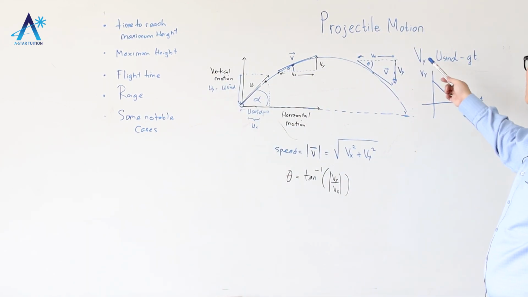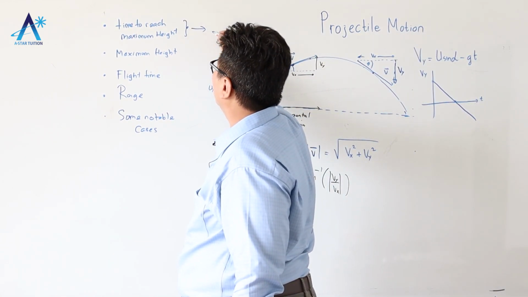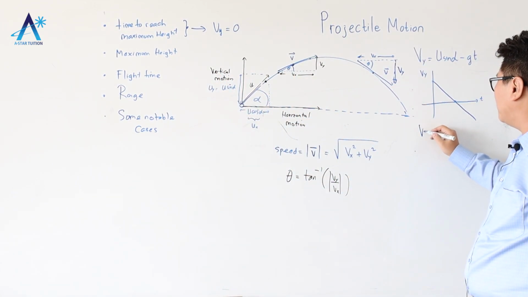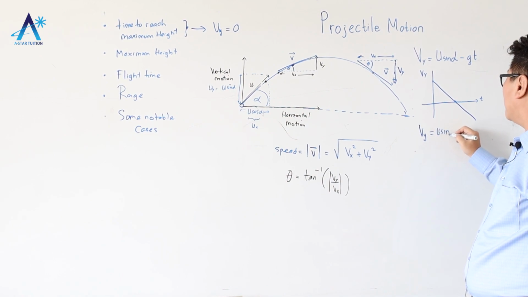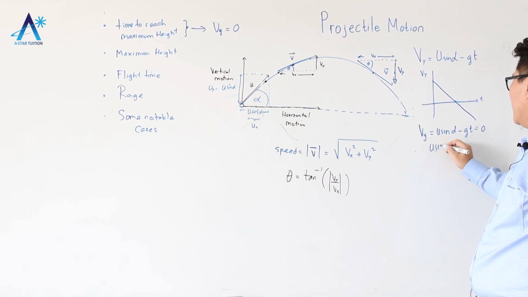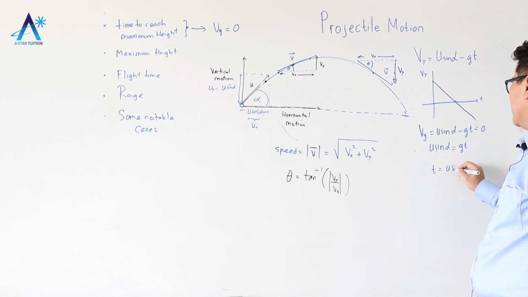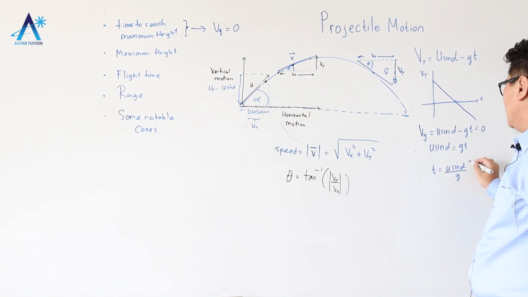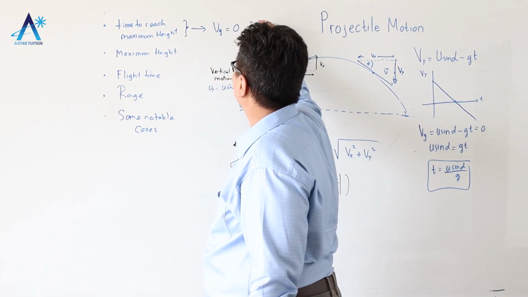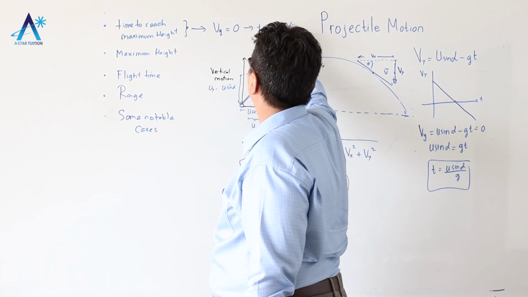So in order to find the time to reach maximum height, we only need to find the time when Vy is 0. So the condition for this is Vy equal to 0. Now we can find the time using this formula. Set Vy equal to u sine alpha minus gt equal to 0. From here, u sine alpha equals gt, and t is equal to u sine alpha over g.